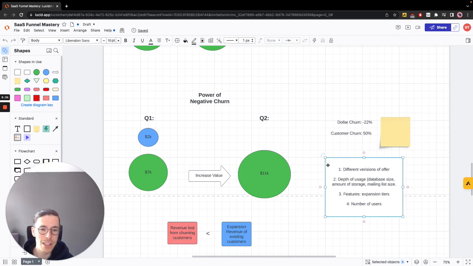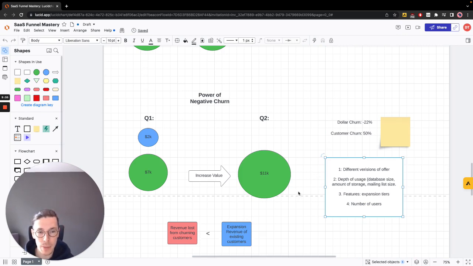Number one, different versions of the offer. So many companies will have different versions that say, okay, this is the starting version, this is the monthly beginners tier, so intermediate and advanced or VIP, platinum tier, whatever you want to call it, changing the amount of features that you're giving to your customers based on their needs, right? So if they're a massive company and they're going to have way more licenses, maybe you sell them 500 or 1,000 licenses on a higher up tier, right?